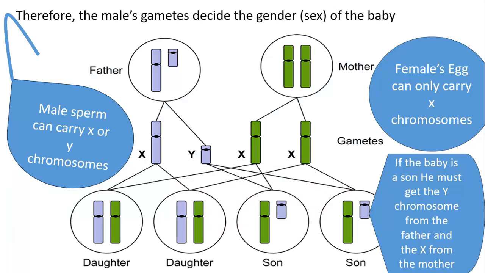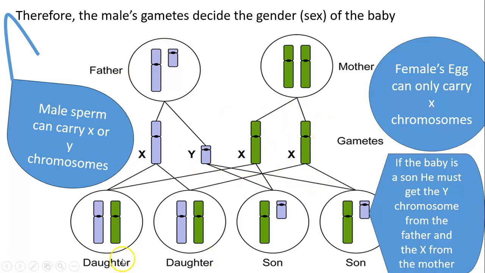Therefore, the male's gametes are the ones that decide the gender or the sex of the baby. So here you have the father has an X chromosome and a Y chromosome, while the mother, the only options she can give to her baby are X's. So now when you divide the options of the father, you have X chromosome and Y chromosome. While when you have two copies of the chromosome, each copy goes to a gamete cell, you will see X and X in the case of the mother.